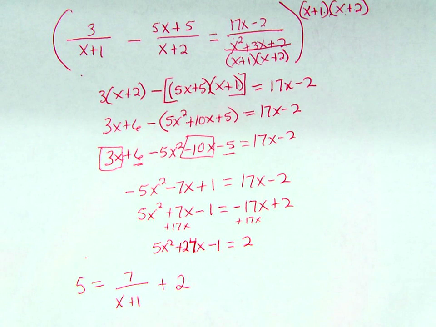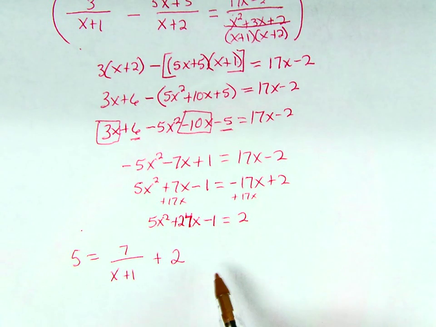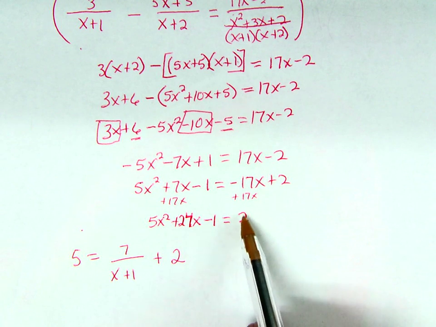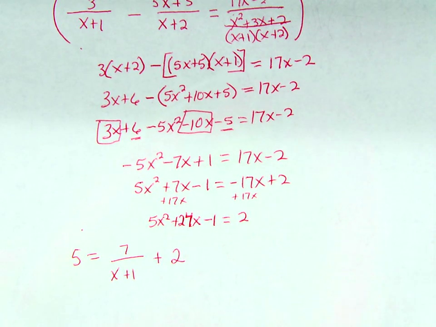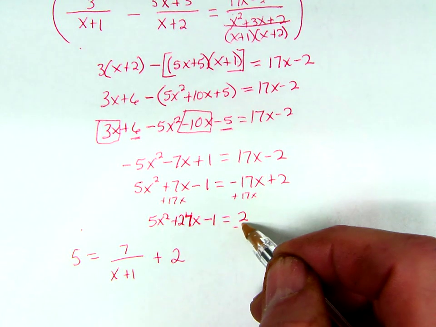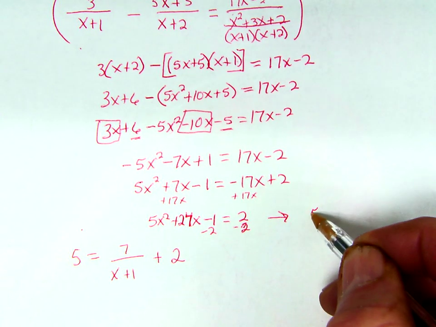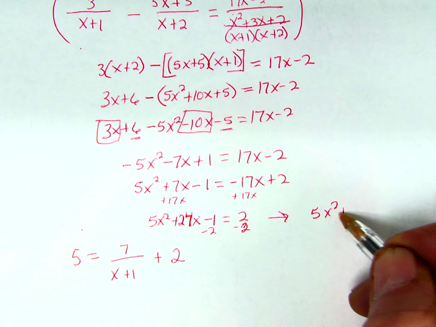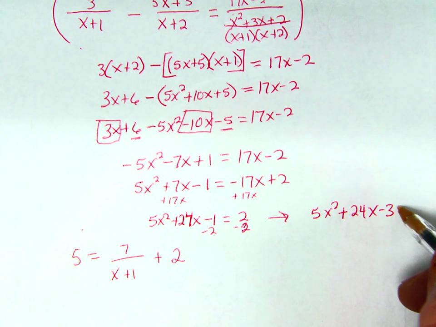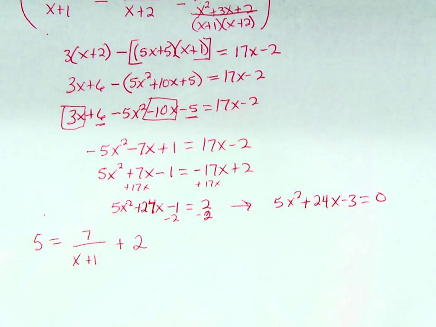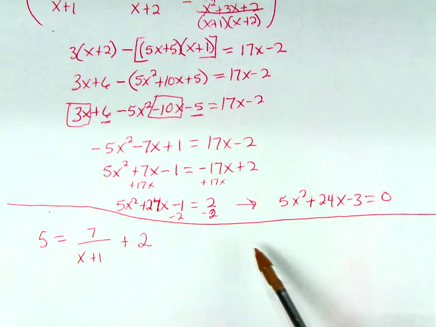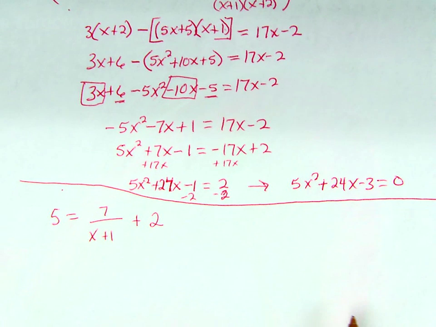Ew, that's ugly, isn't it? Right. I could move this 2 back over here to change that to 0, and then just use the quadratic formula to solve. Minus 2, minus 2, 5x squared plus 24x minus 3 equals 0. Then use the quadratic formula to solve. I don't think you'll have to do that. I think on your worksheet, these solutions will come just by solving the equations.